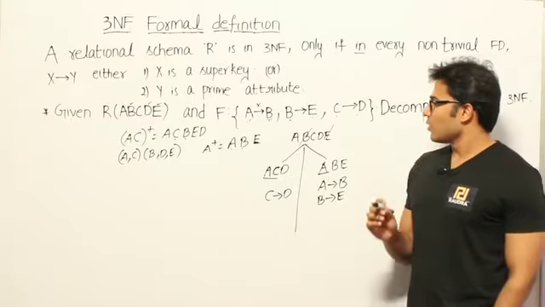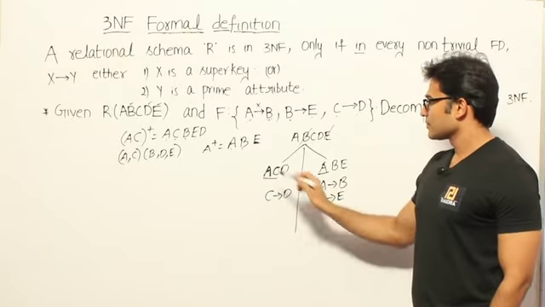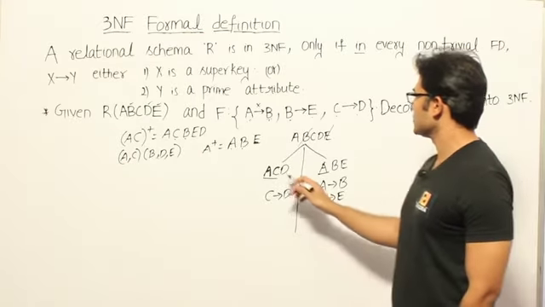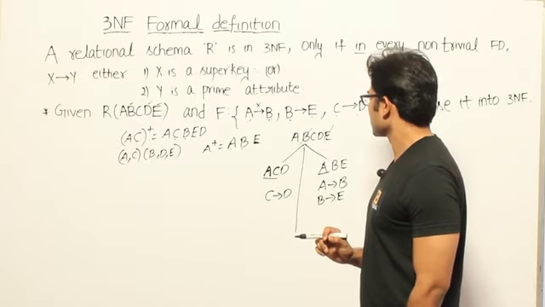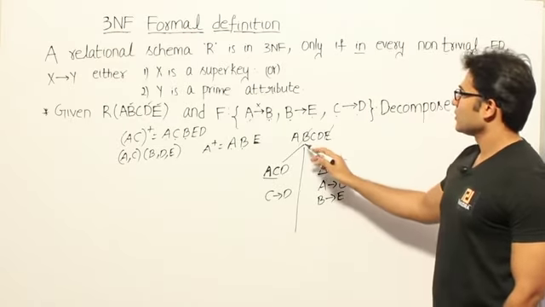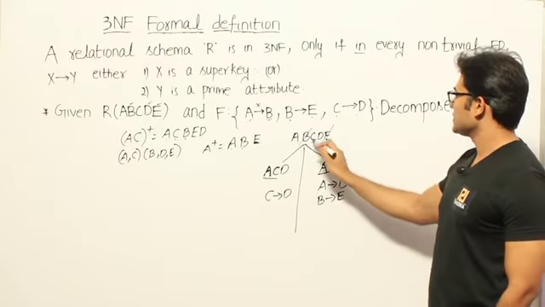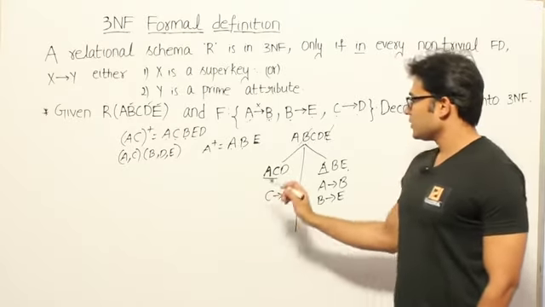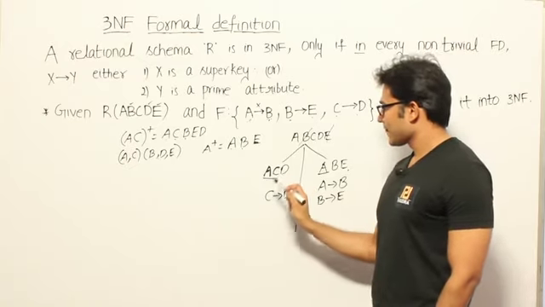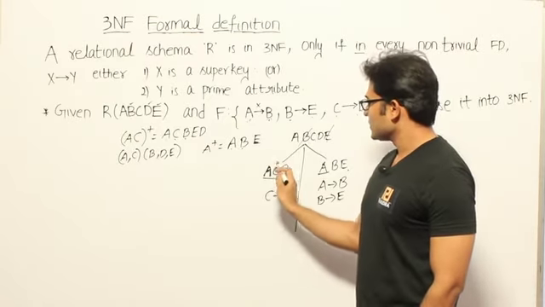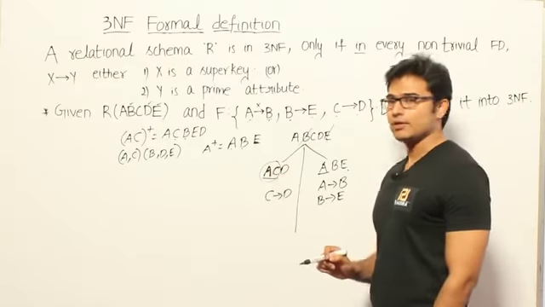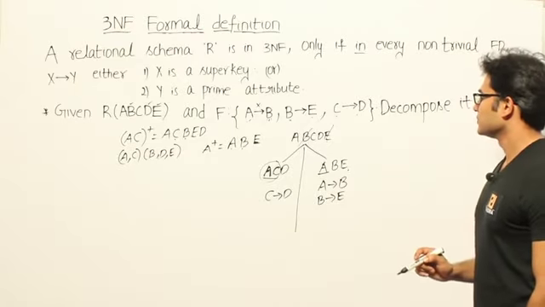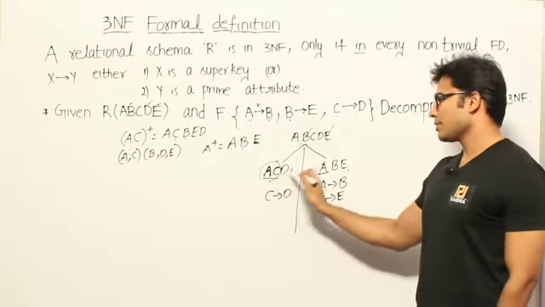Got it? Okay. Now if you observe this, A, B, C, D, E, A, B, E are here and A, C, D are here. Okay, fine. Now let's take each one and see. If you observe this, AC is the candidate key for this table, right? Because AC plus is going to give you D. Yes, if you observe this, AC is the candidate key for this table.